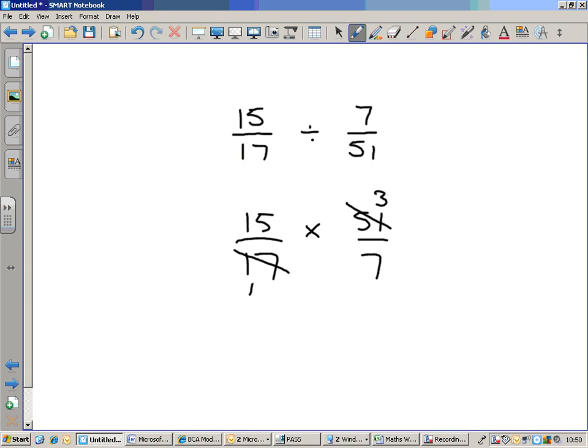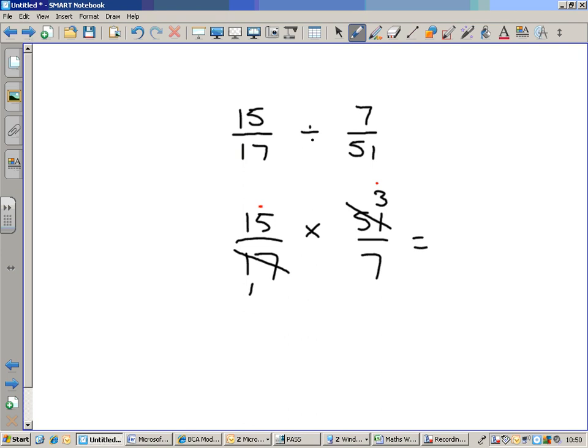We can't actually. How about 3 and 7? No. How about 15 and 3? Because they're both in the 3 times table, right? Quite right, we can't cancel those because they're both numerators. You need one from the top and one from the bottom. So that's it for our cancelling, we can't do any more.